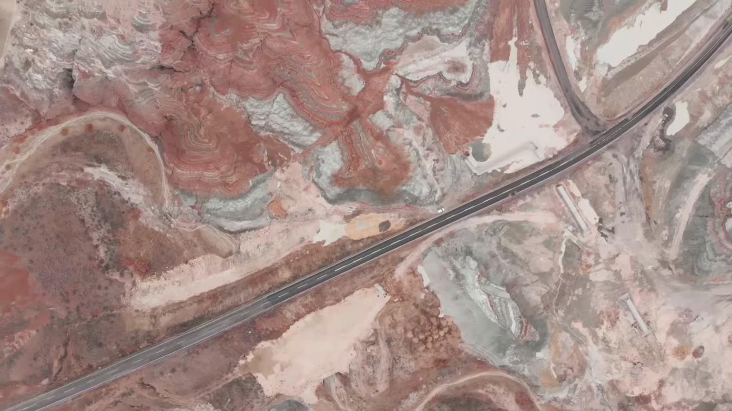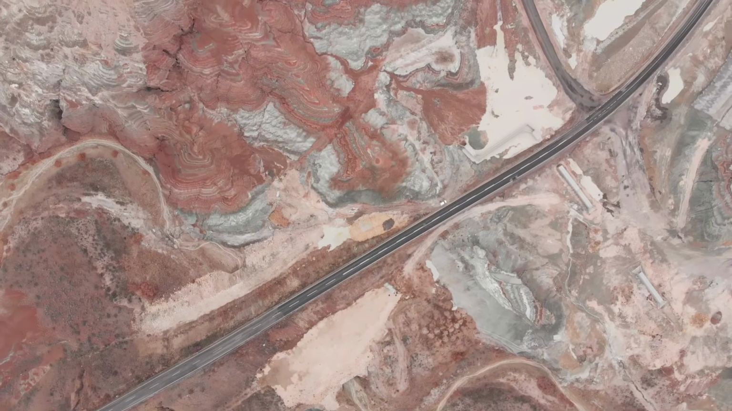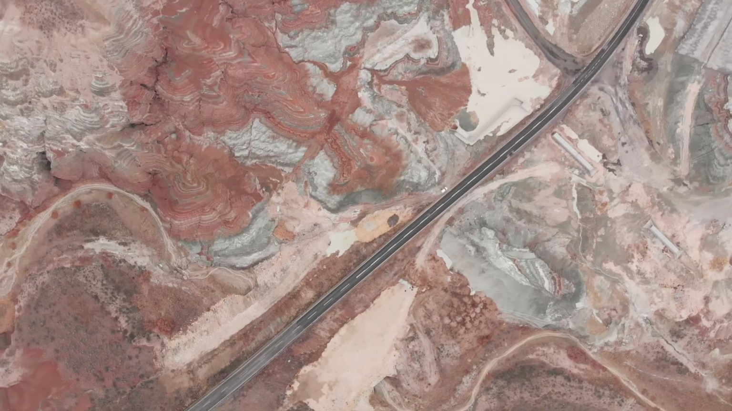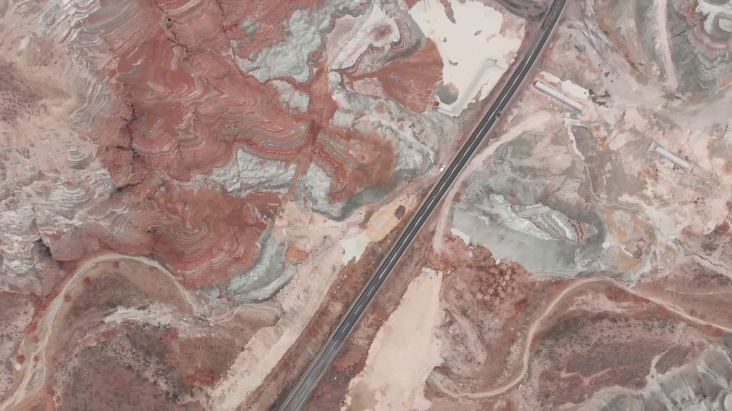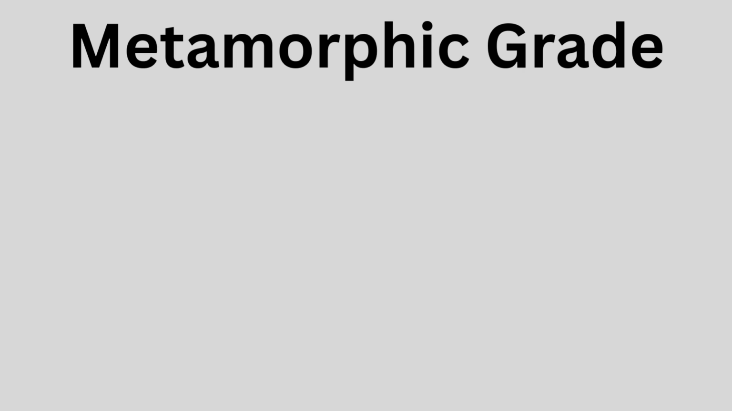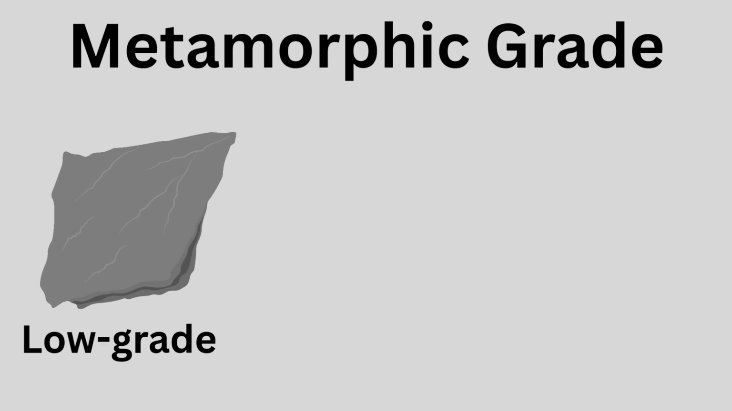Texture, therefore, records both the physical and chemical environment of metamorphism. Metamorphic rocks do not all form under the same conditions. The changes that occur within a rock depend on the intensity of temperature and the pressure it experiences, which is described as metamorphic grade. Low-grade metamorphism occurs under relatively mild conditions. In these rocks, minerals are small and alignment may be subtle.